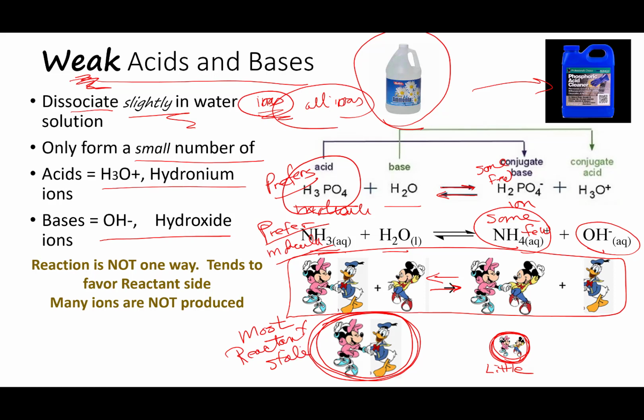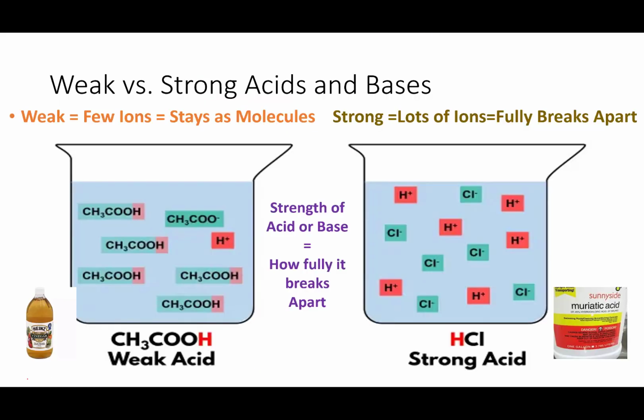That is the difference. What causes all of this to occur? Electrical affinity, electrical attraction between the individual atoms and molecules. So strong versus weak acids and bases. A weak acid or base is going to produce few ions and stay as molecules.